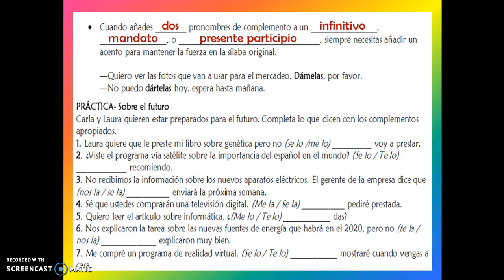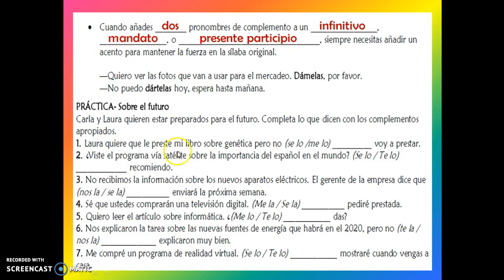All right, let's do a little bit of práctica. Try to think about what the answer is before I show you the response. So Carla and Laura want to be prepared for the future. Complete what they say with the appropriate object pronouns.